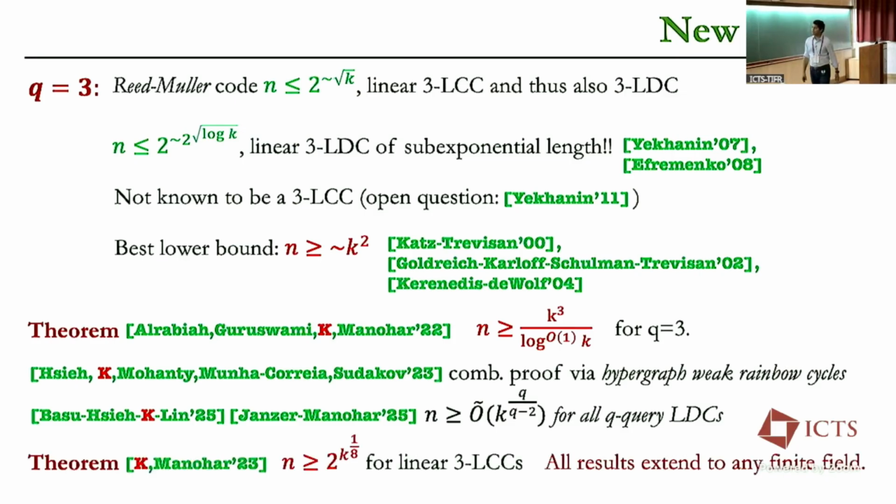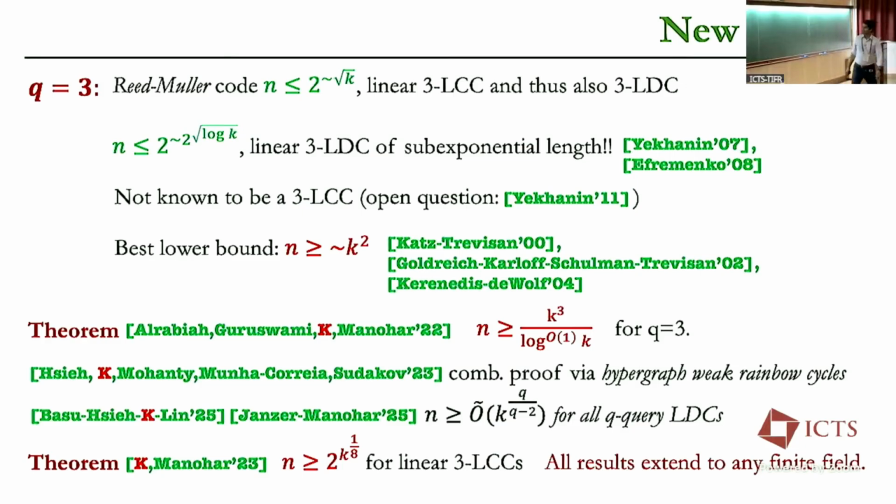So all these results are about locally decodable codes. It turns out that for locally correctable codes, we can use this technique to prove something surprisingly stronger. Previously, the best lower bound, whether you were an LDC or LCC, was k squared. Then it became k cubed, and the same holds for 3-LCC or 3-LDC. But for 3-LCC, we can now prove that the length is at least 2 to the k to the 1/8. So it's exponential.